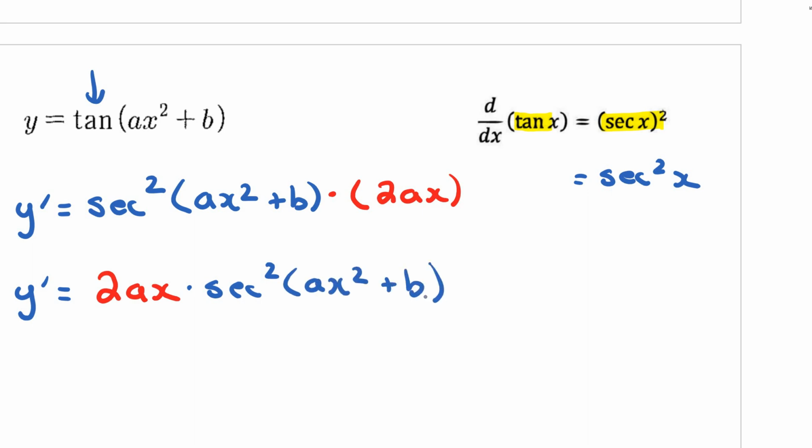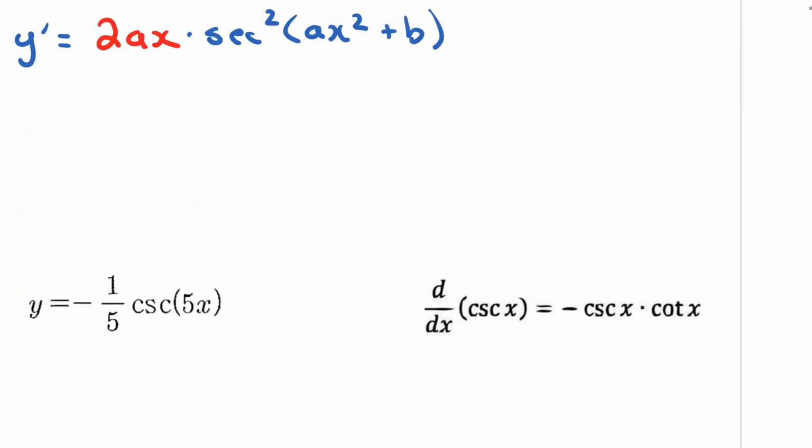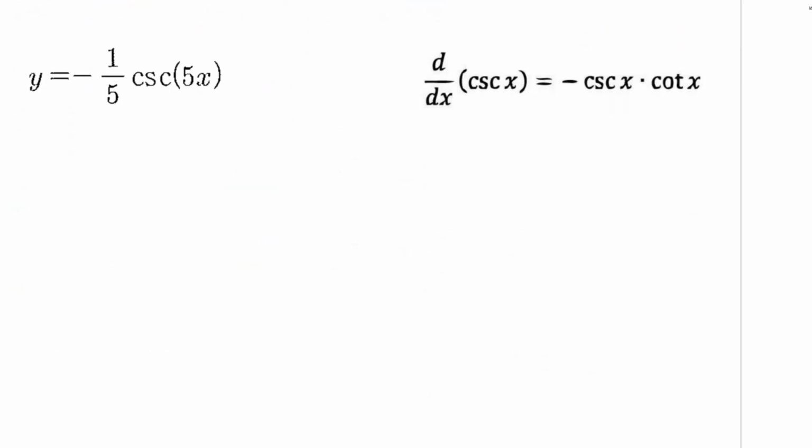Okay, let's keep on going on. Next one here. Okay, so now we're dealing with cosecant. So cosecant of anything, right? The derivative of cosecant x is going to be negative cosecant x cot x. Okay, so let's apply that to this particular problem here.